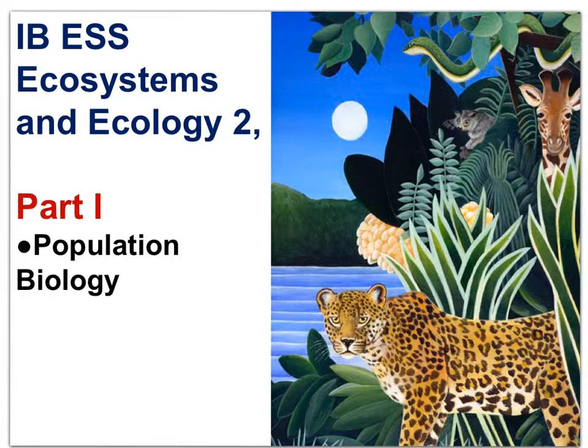IBESS, Ecosystems and Ecology 2, Part 1, introduces population biology, the study of a group of organisms of the same species, thus capable of interbreeding, and living in the same area at the same time. This movie has its focus on the growth of populations in the environment, with particular emphasis on the J and S-shaped growth curves typical of populations. This movie will examine the nature of exponential growth and the density-dependent factors that result in the S-shaped logistic curve.